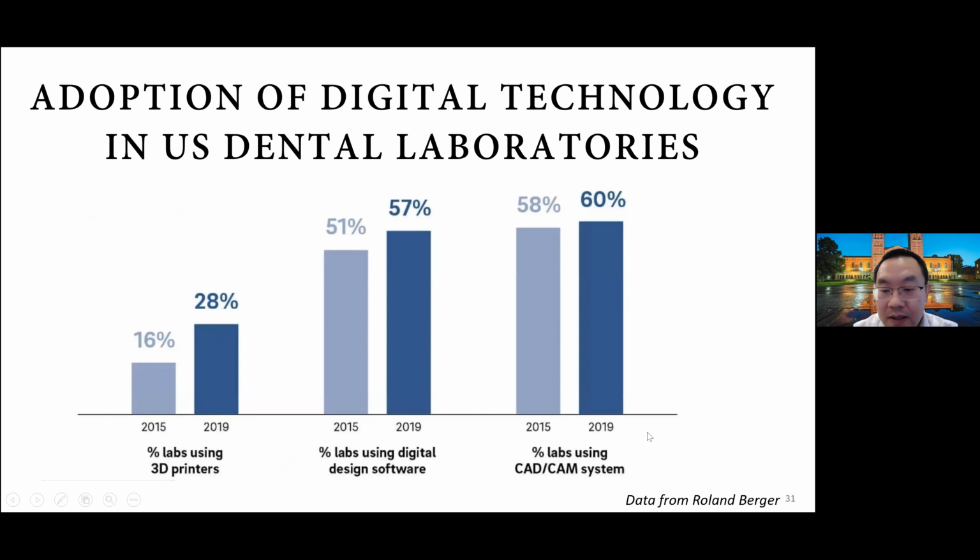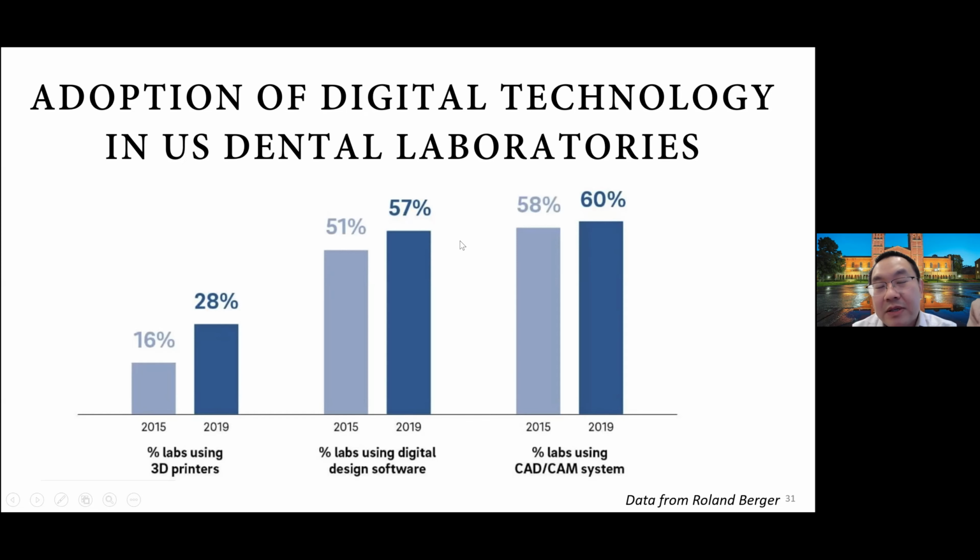So comparing, this is data from one of the big dental labs, Rodenberger, and it's showing you in 2015, about 15% of labs were adopting 3D printers. That almost doubled in 2019, probably even higher at this point, right? Labs adopting digital design software is about 50 to 60% nowadays. Much more, it's only going to go up as we go, right?